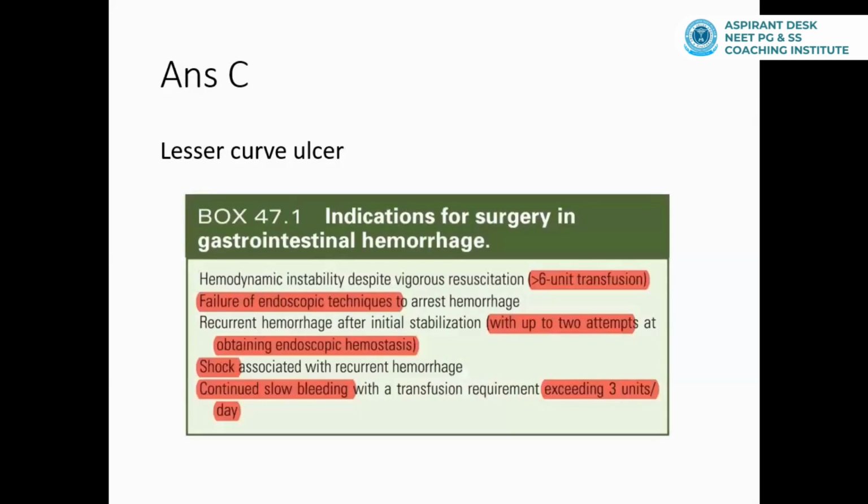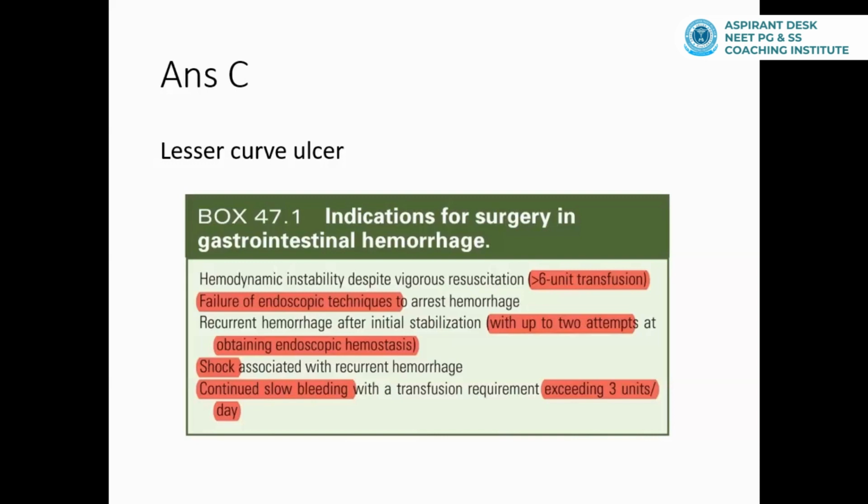Okay. Next, what are all the indications for surgery in GI hemorrhage? Hemodynamic instability despite vigorous resuscitation: more than 6 units transfused and still the patient is having hemodynamic instability. That is an indication. More than 6 units, or up to 2 attempts of endoscopic hemostasis failed. Shock associated with recurrent hemorrhage. Per day exceeding 3 units of transfusion requirement.